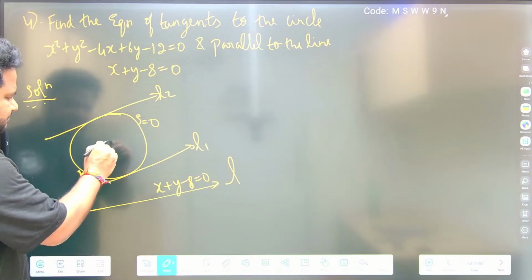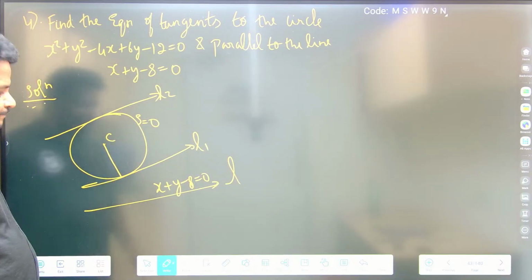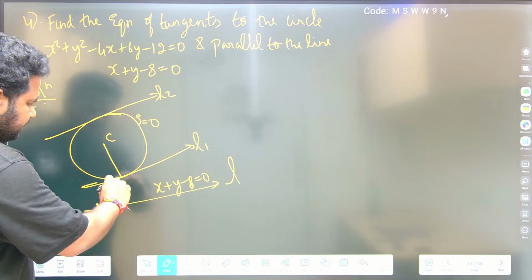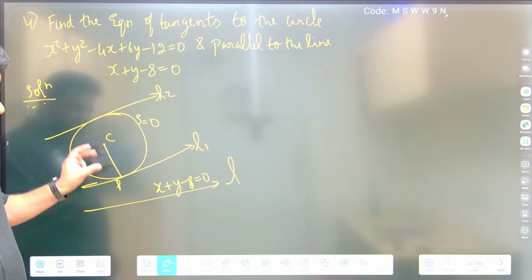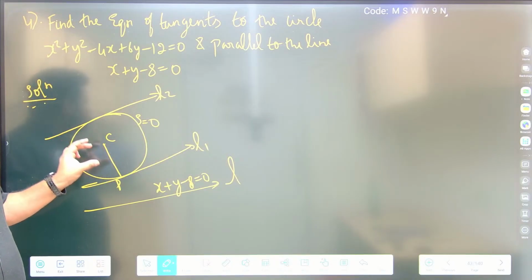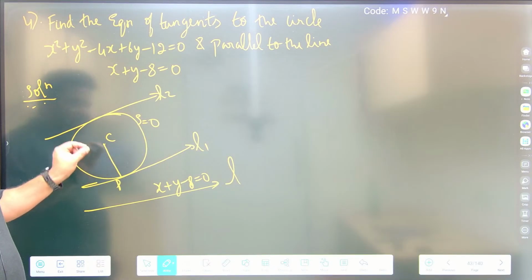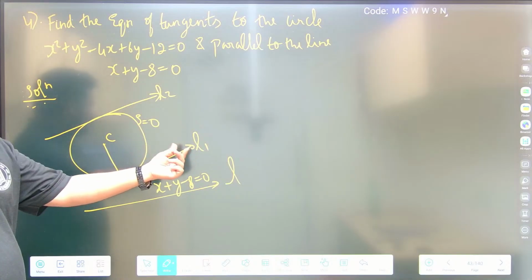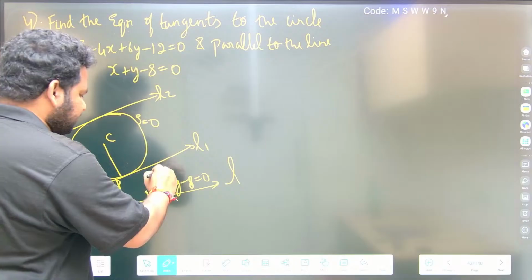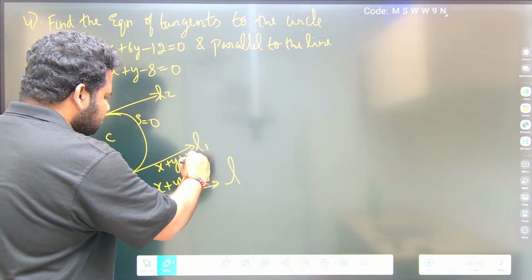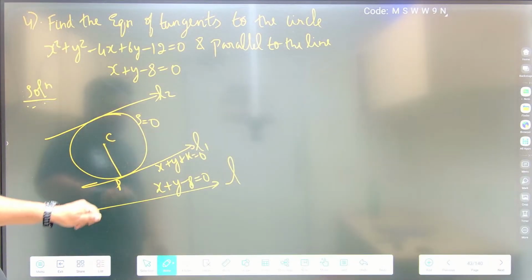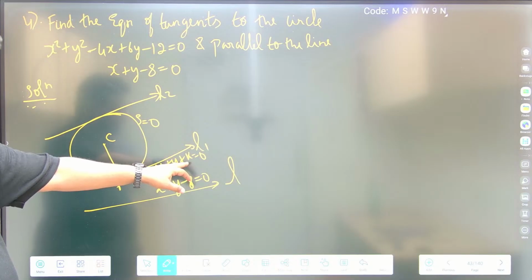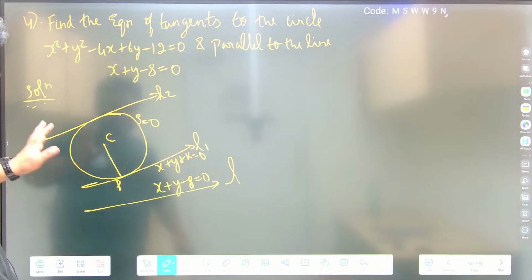Definitely the circle will have some center. From here let us draw a perpendicular. Let this be point P. Now observe here, this distance from the center to P is definitely the radius, and this is also the perpendicular distance. So radius of the circle is equal to d, that is, d is the perpendicular distance from the center to the line L1. Let the equation of line L1 be x plus y plus k is equal to 0. Now, this is the equation of tangent. One of the tangents we wrote. Now let us do the solution here.